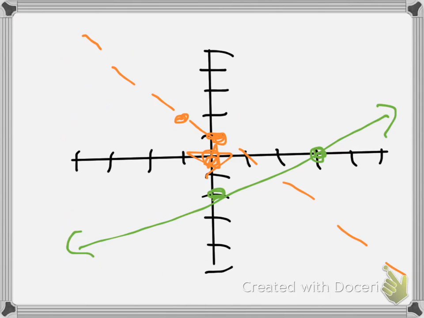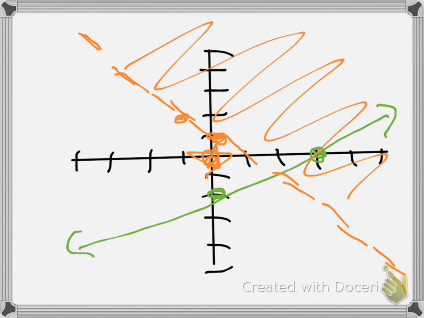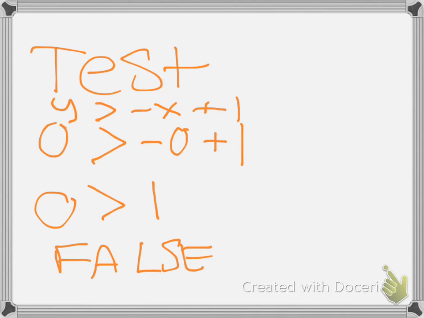When it's a false statement, I shade away from my test point. So here's my border, my dotted line here. I want to shade away from it on the other side of the border. Okay? When it's true, we shade towards the test point, on the same side as the border. I'm going to now test my green line.